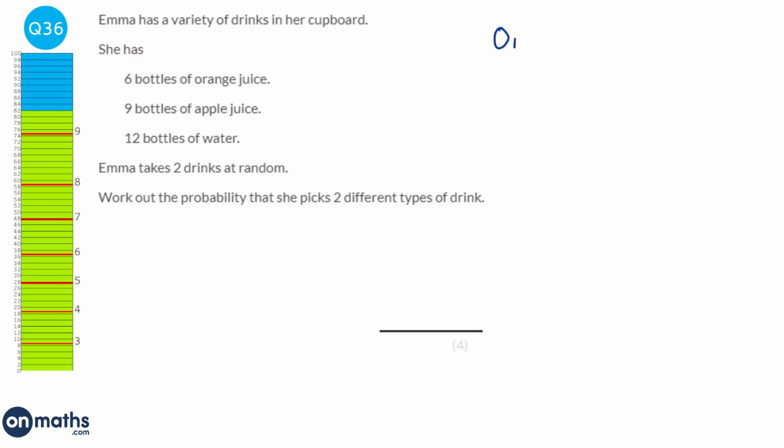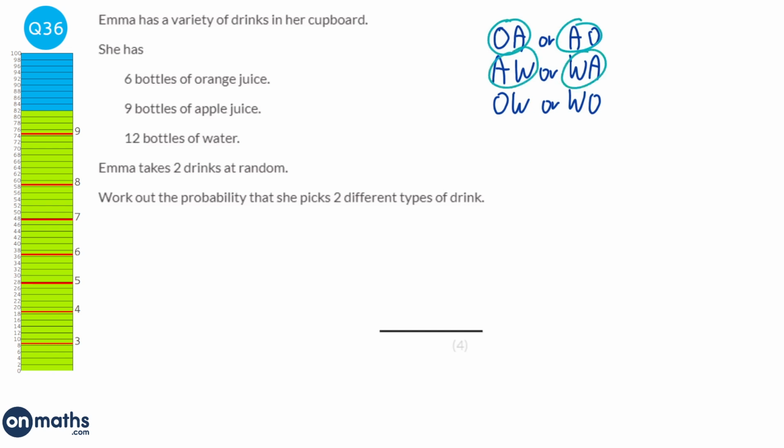We're going to start by working out what outcomes will give us 2 different types of drink. So we could have OA or AO. We could have AW or WA, and we could have OW or WO. Now, what we notice when we do this is that OA gives us the same probability as AO, same with AW and WA, same with OW and WO. So we're going to just ignore the right hand side ones, and we're just going to focus on the left hand side ones.